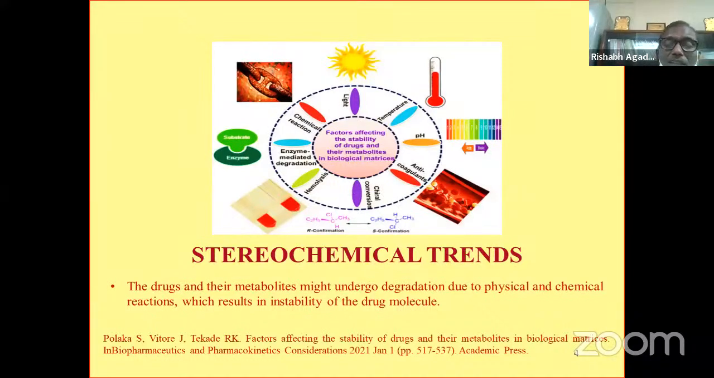Now the factors that are controlling the stereochemical trends: the main one is our environment, the sun. So sunlight is there, and from that temperature is regulated. Then the pH comes. Then the anticoagulants. Then from the stereochemistry point of view, chiral conversions of the molecules. R conformation might get converted to S conformation. Then in blood samples, hemolysis. Then enzyme mediated degradations. Then chemical reactions, which again have a correlation with the substrate and enzyme. So all these are the factors governing the stability of the molecule through stereochemistry. This slide is highlighting the factors affecting the stability of drugs and their metabolites in biological matrices.